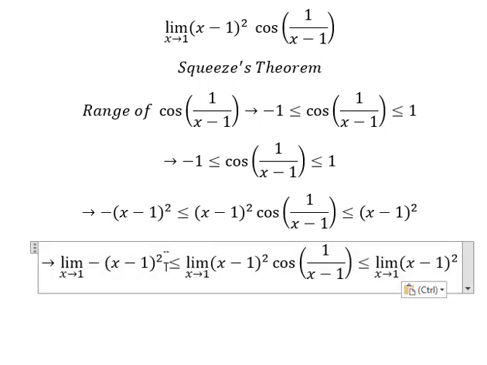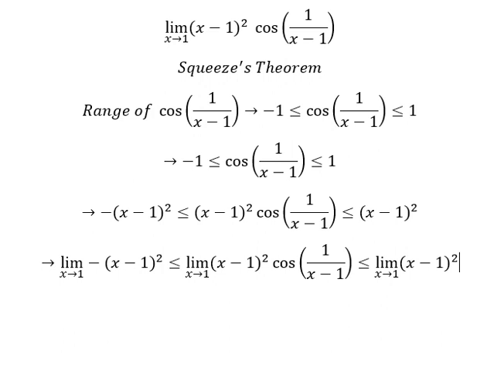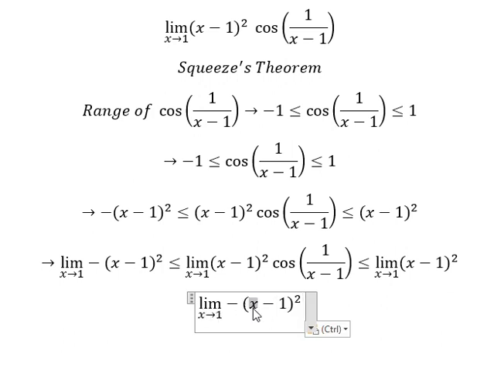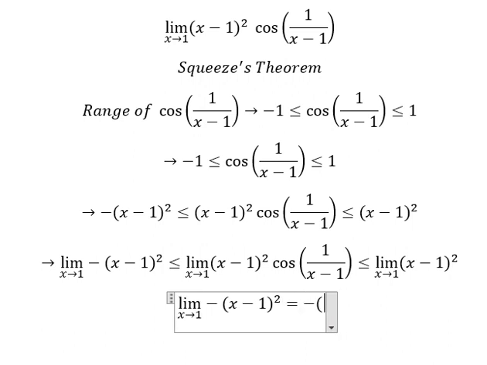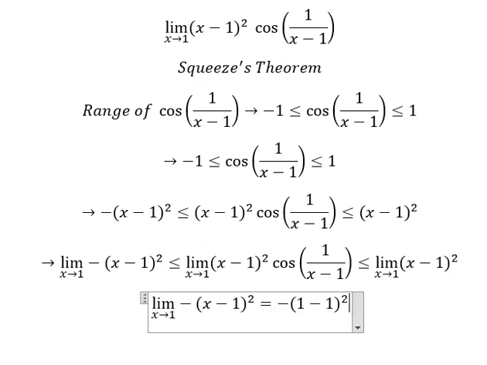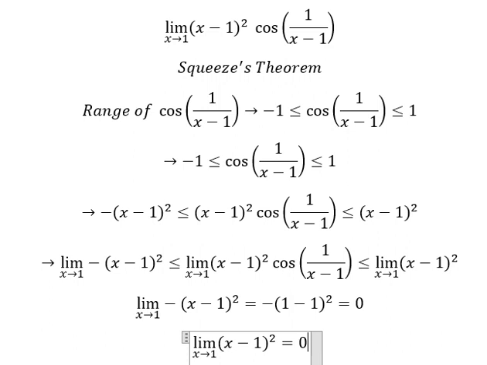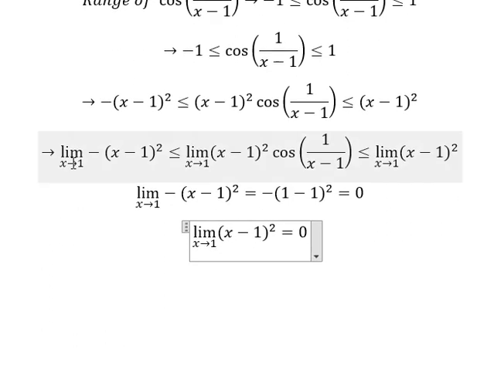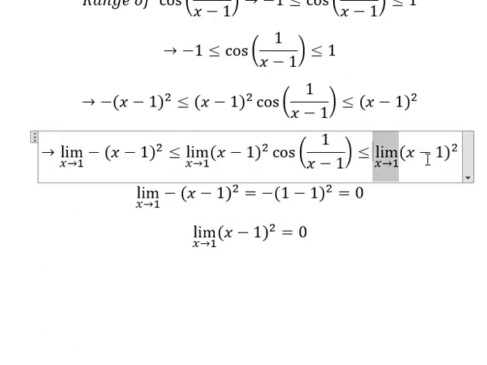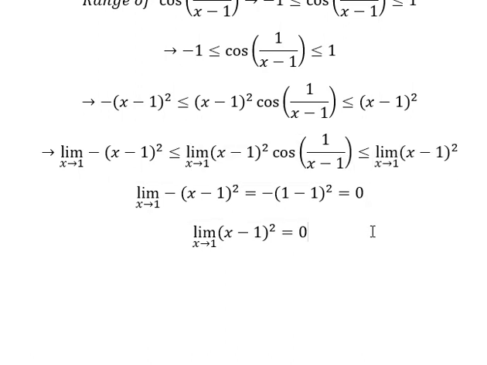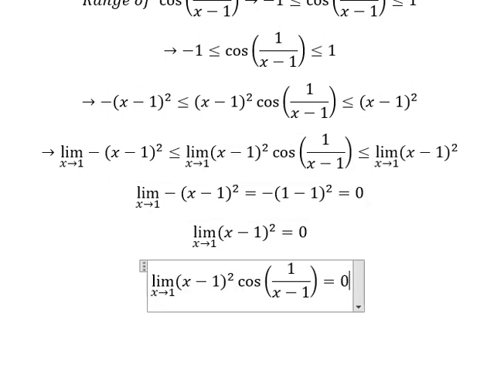So for this one, when s approaches 1, we put 1 in here, and we have negative of 1 minus 1, and we have 0. Similar for this one, and we have 0. So we can see that on the left and on the right, you get 0. So that means this one equals 0.